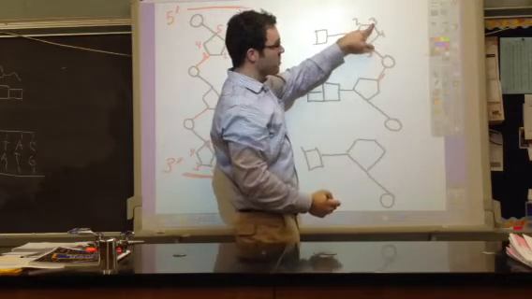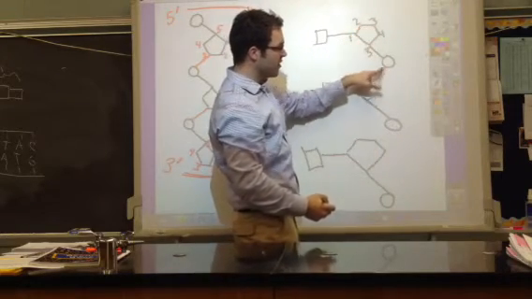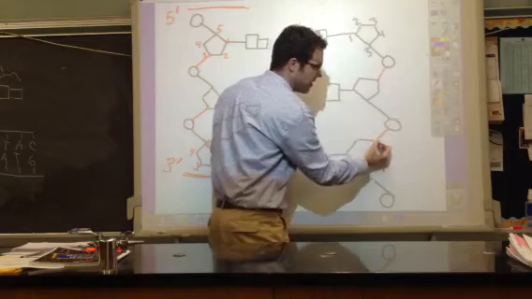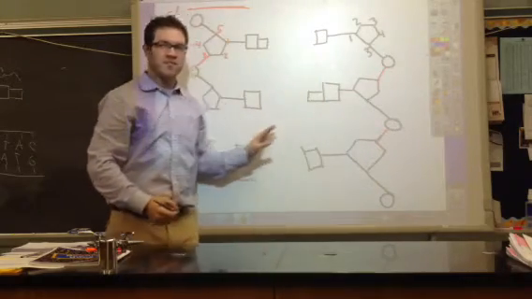There's the 3 carbon. Remember up here? The 3rd carbon is the upper right. There it is, closest to the phosphate. Closest to the phosphate. So now I have 2 sides of my DNA.